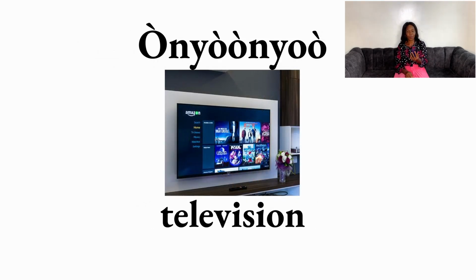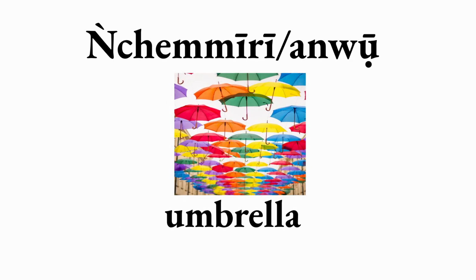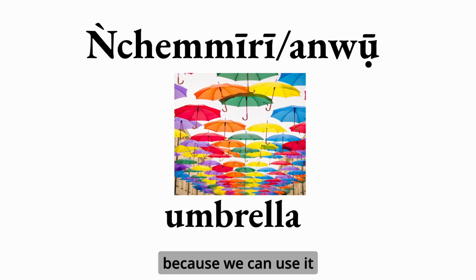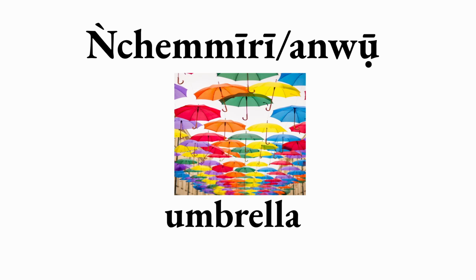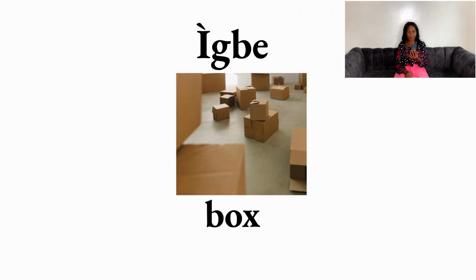Onyonyo, television. Onyonyo, television. Nchemmiri ma ọ bụ nchanwụ, umbrella. Nchemmiri, nchanwụ, umbrella, because we can use it to protect ourselves from rain or from sun. So it can be nchemmiri, it can be nchanwụ, umbrella. Igbe, box. Igbe, box.